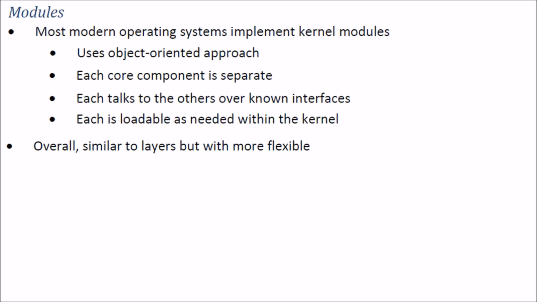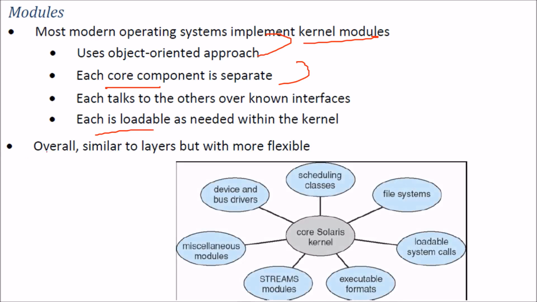Then modules. When you design in layers or with a microkernel, you have modules also. Most modern operating systems implement kernel modules. These are based on an object-oriented approach, and each core component is separate and talks to the others over certain interfaces, and each is loaded as needed within the kernel. So these are the different modules, and they deal with the central core kernel. Similar to layers, but quite flexible.